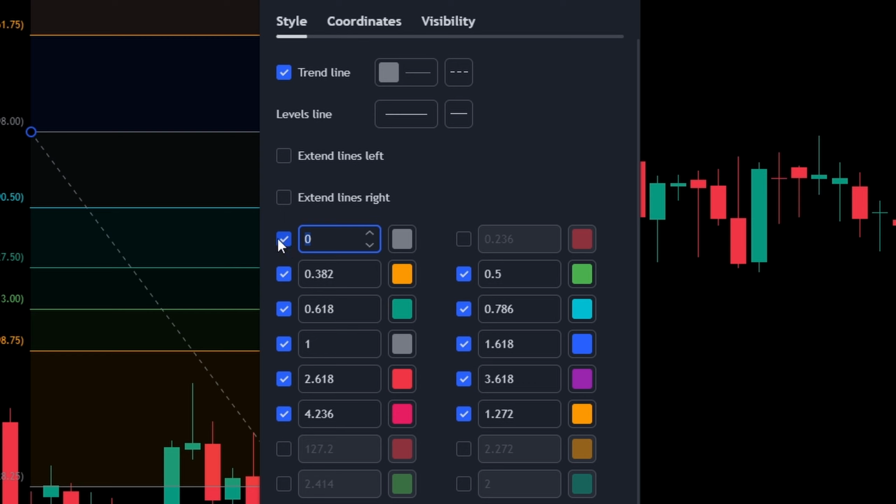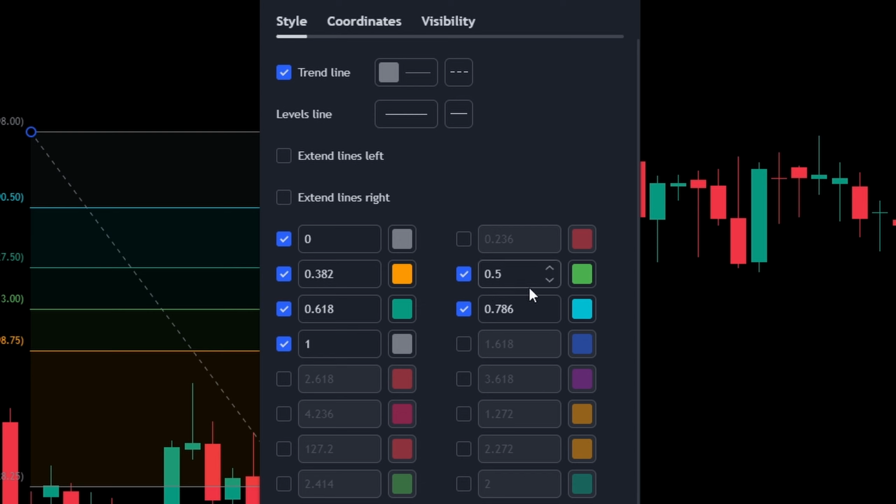One, we want to make sure we have the 0 line turned on. We want to make sure we have the 0.382 level turned on. We want to make sure we have the 0.618 level turned on. We want to make sure we have 1 turned on. We can deselect some of these other levels. Then I want to make sure that I also have the 0.5 level turned on along with the 0.786. Now, not all of these levels are actually Fibonacci levels, but these are the key levels that I found very useful within my trading. Now, if you want to change the colors, you can do that right over here. For this demonstration, I'm going to keep them exactly how they are.